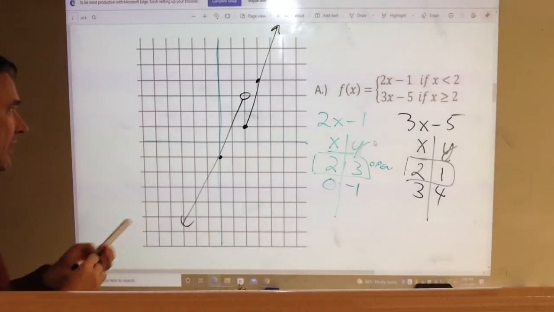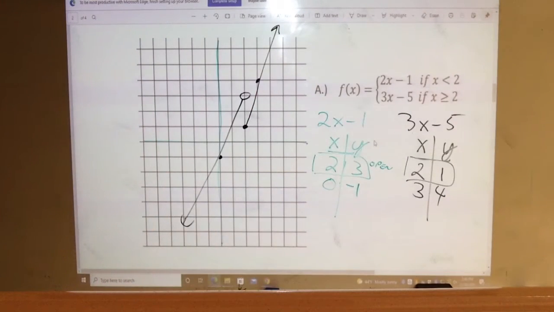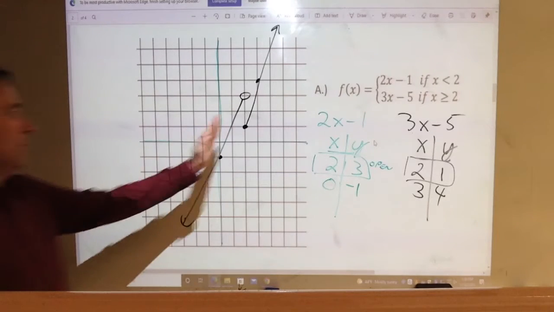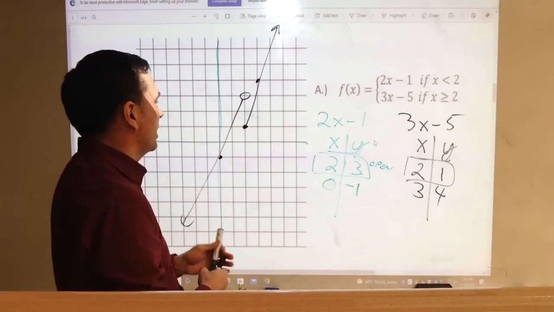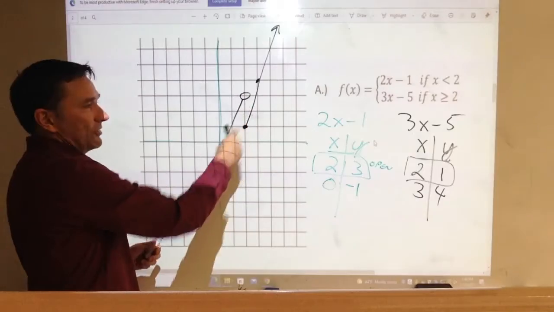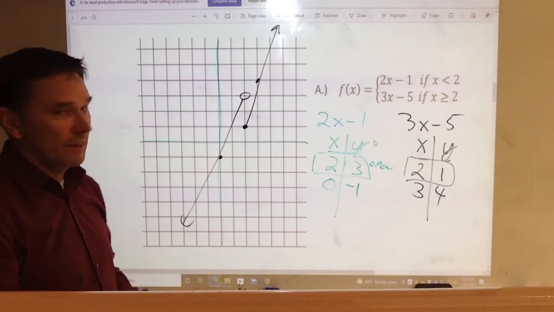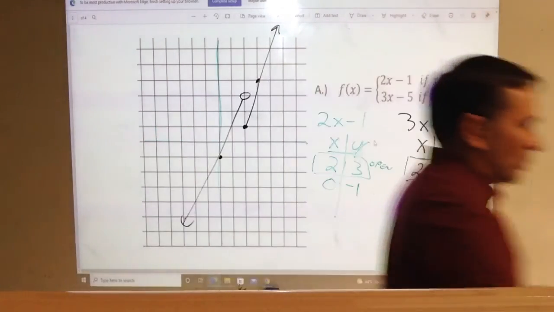You will notice that these lines will not overlap, because if they did, it would violate the vertical line test. So these will never overlap, they will never touch, because this is open and this is closed, it's still a function. So we'll do one more.